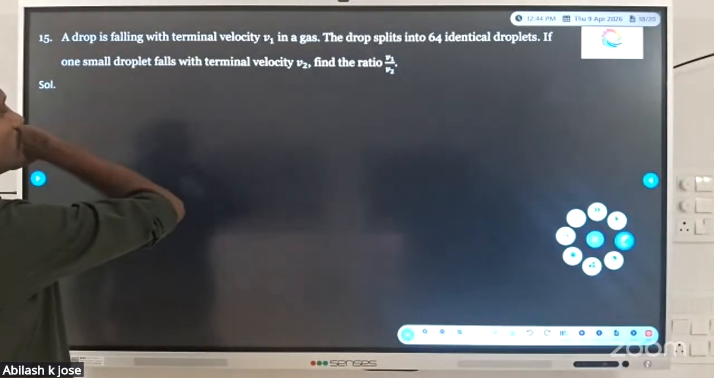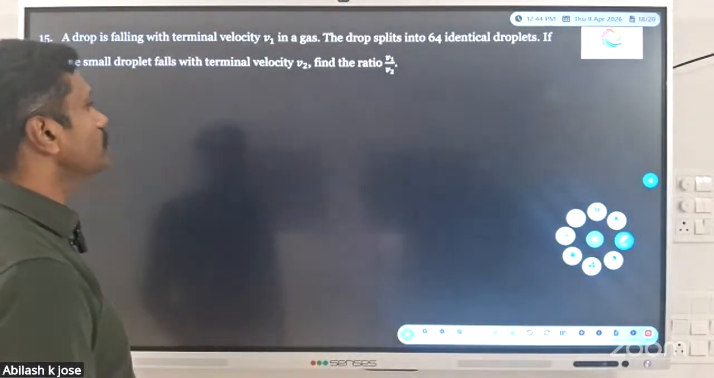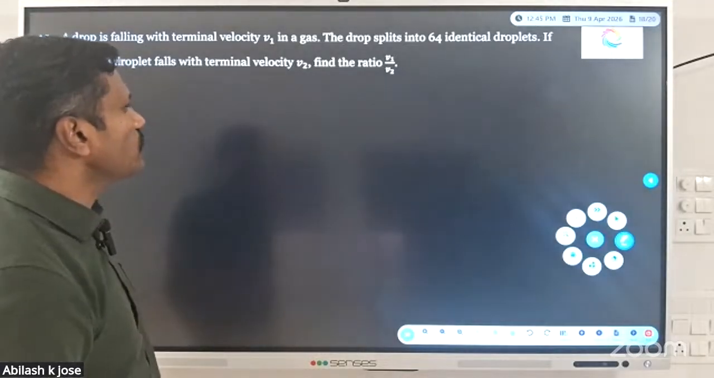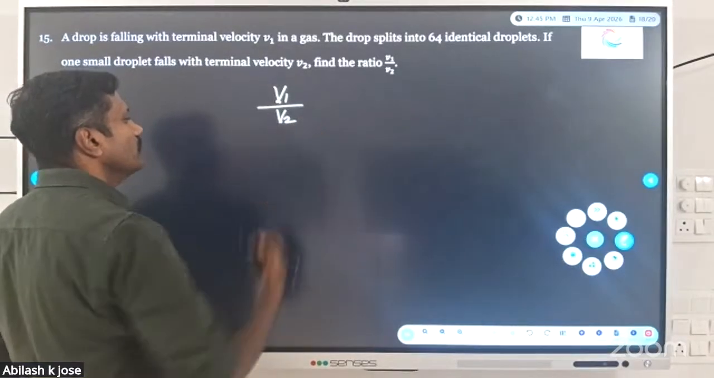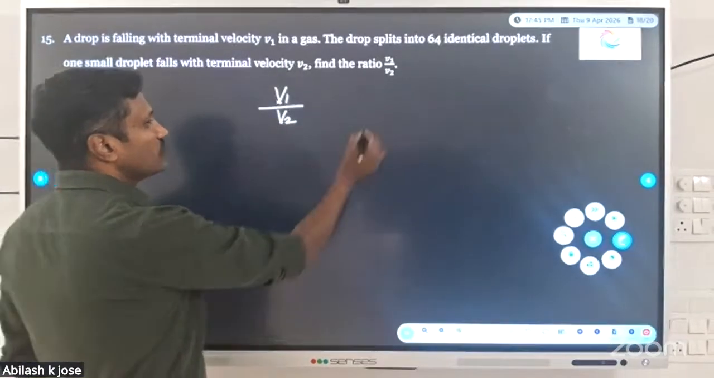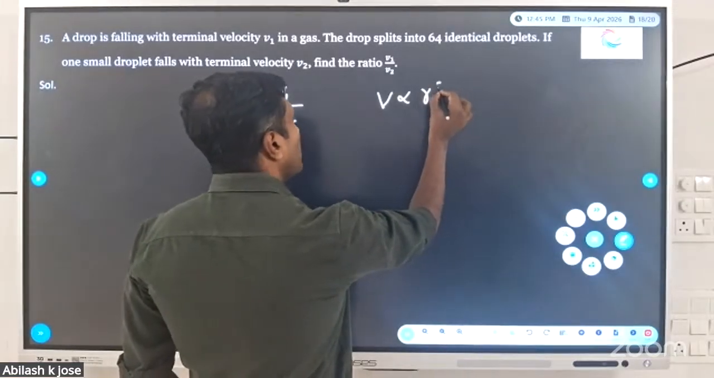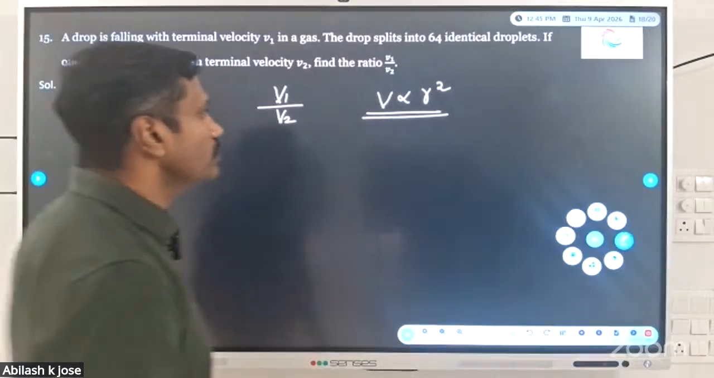When a drop is falling with terminal velocity v1 in a medium, and a drop of smaller size falls with terminal velocity v2, you are asked to find the ratio v1 by v2. Very easy question. You see the expression for the terminal velocity. This is normally asked, and it is to be remembered for JEE. You can also derive the terminal velocity.